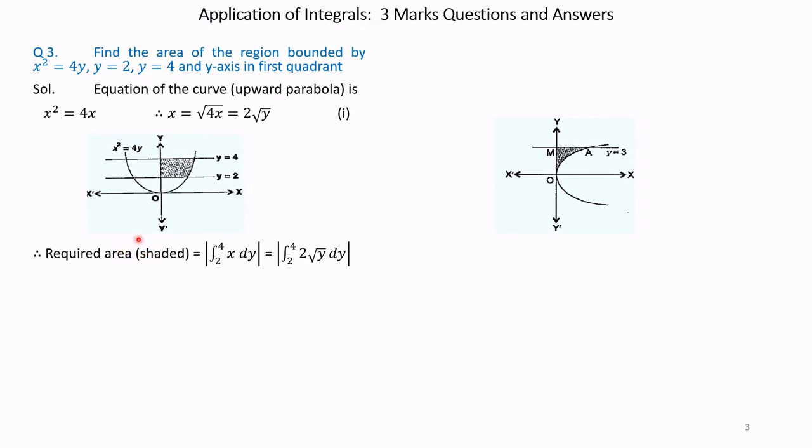Therefore, the required shaded area is integral x dy. Here y is varying, dy. Integral 2 to 4 x dy. That is equal to integral 2 to 4 of 2 root y, since x is 2 root y, we are substituting here, into dy. Therefore, this becomes 2 into integral 2 to 4 y to the power of half dy.